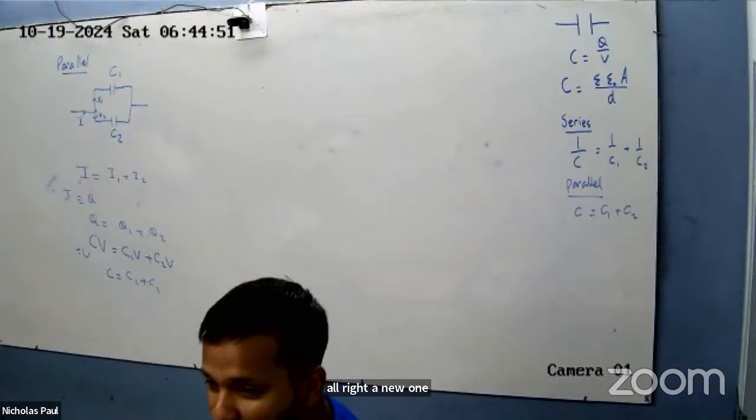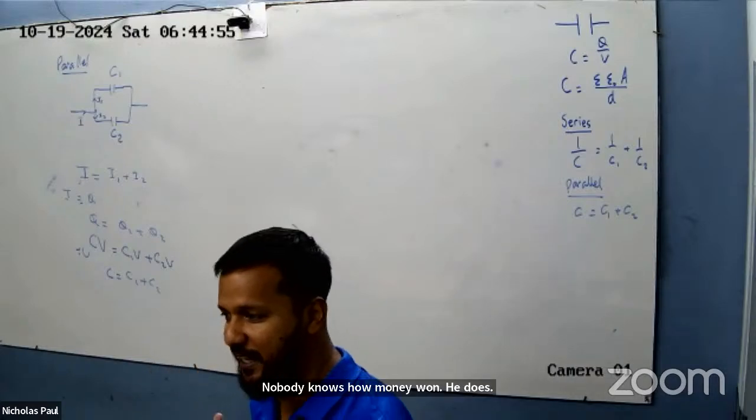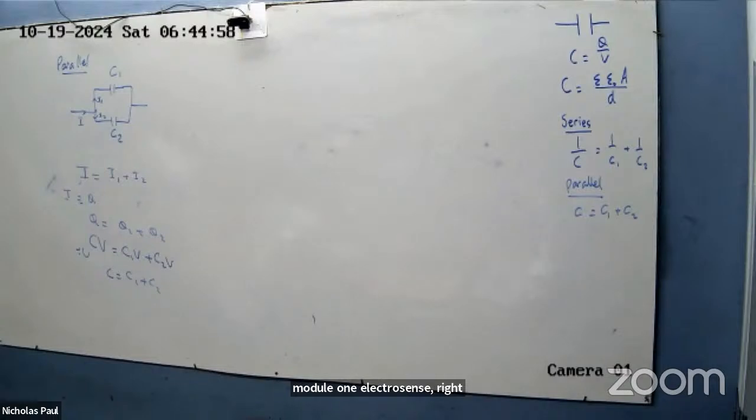No, we now start module 1. Module 1 is electrostatics, electricity and magnets, right? So there's like 1 to 2 that you read.